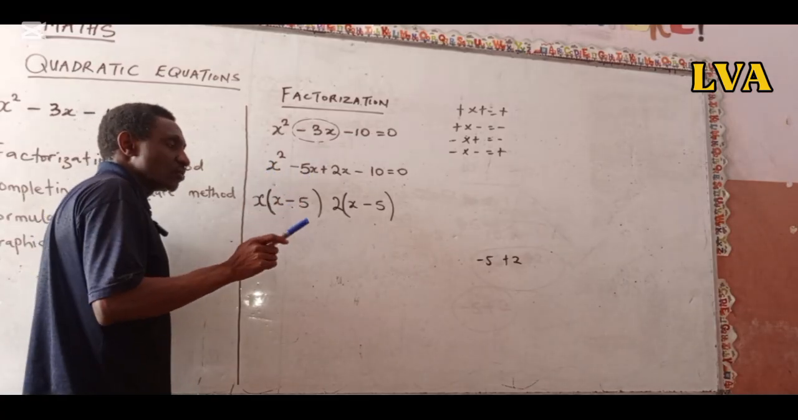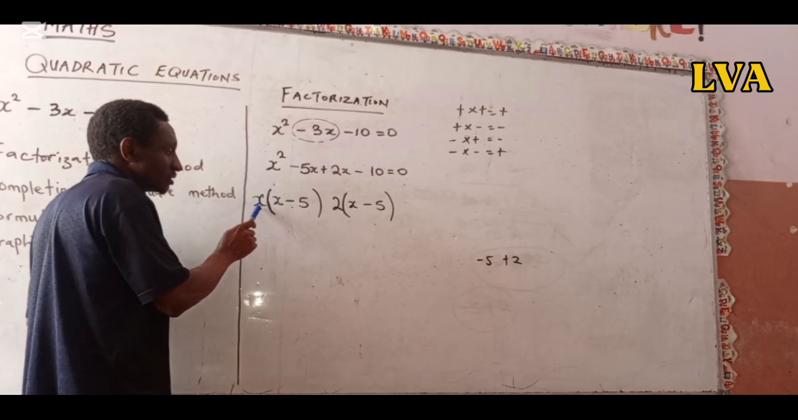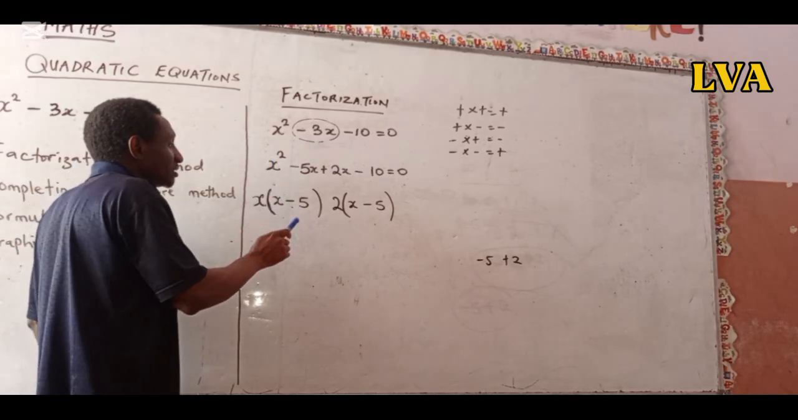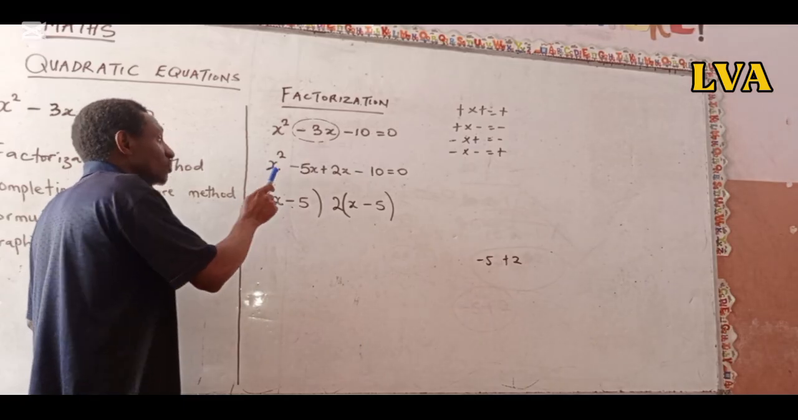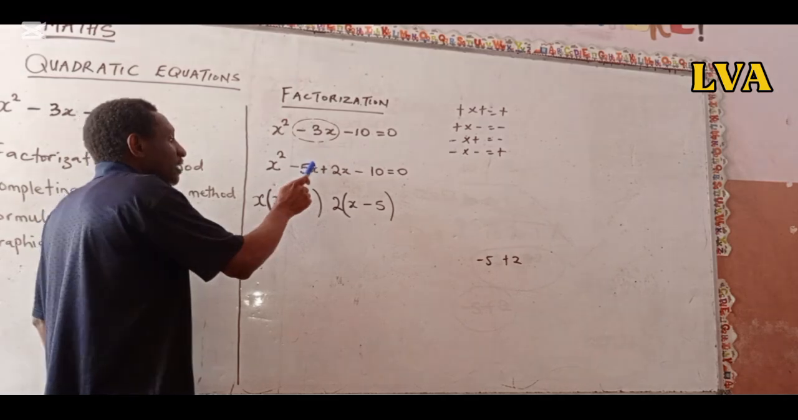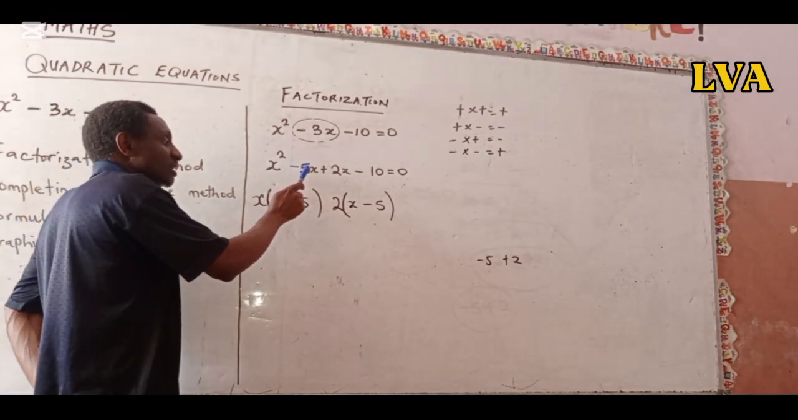That which is common, you bring outside the bracket. So you put the x outside the bracket. Now what is left in the bracket? If I remove one of the x's here and keep it outside the bracket, what is left is 1x, so I put the 1x, the remaining x, here. If I remove the x that is here, bring it outside the bracket, what is now left is minus 5 here.